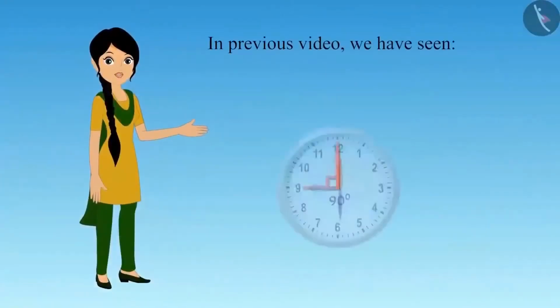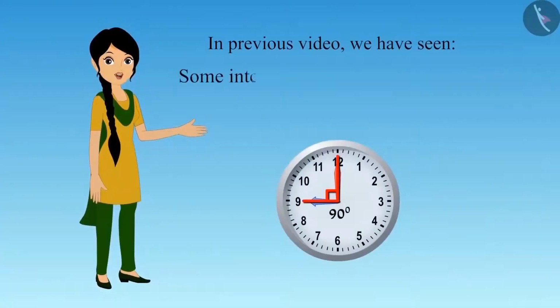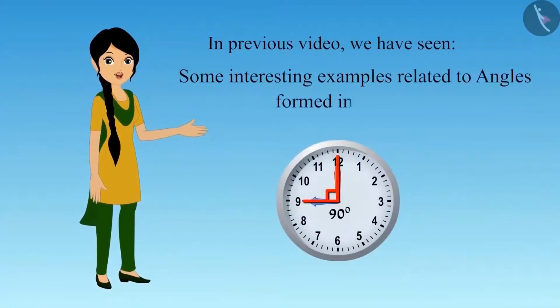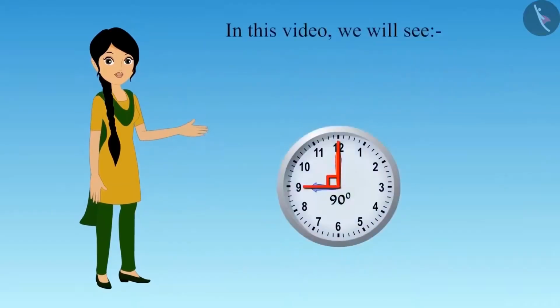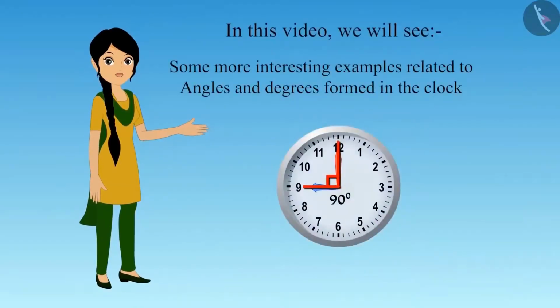Hello friends. In the previous video, we have seen how the angles of 90 and 0 degrees are formed in the clock with the help of some interesting examples. In this video, we will see some more interesting examples related to the angles and degrees formed in the clock.